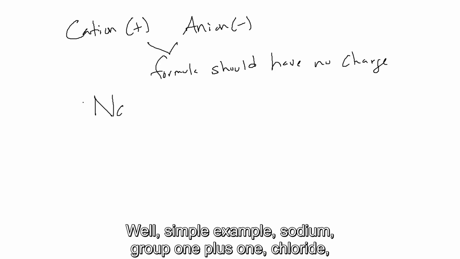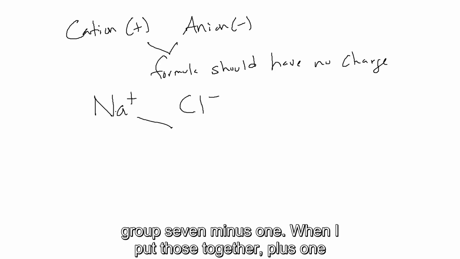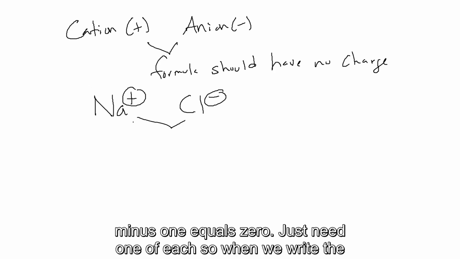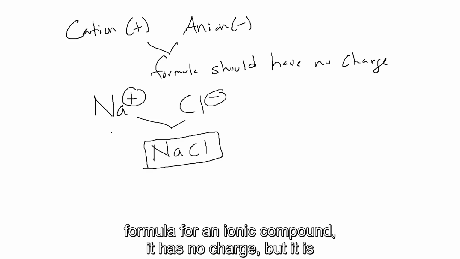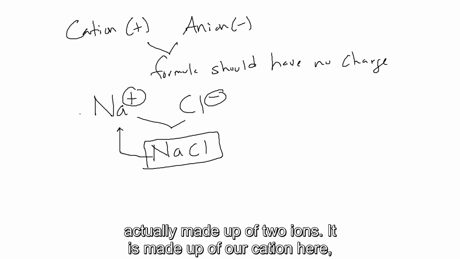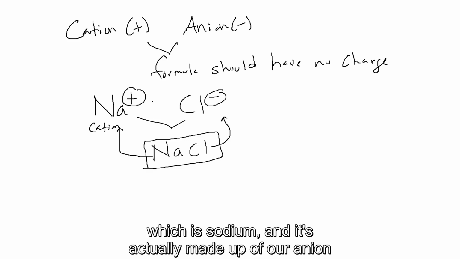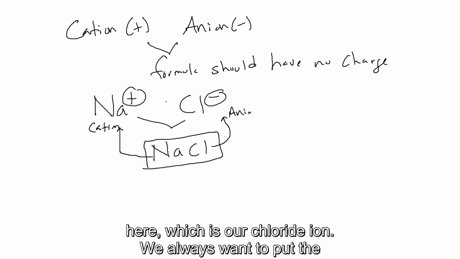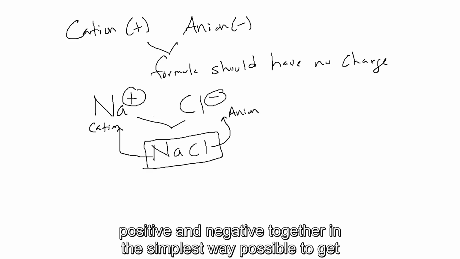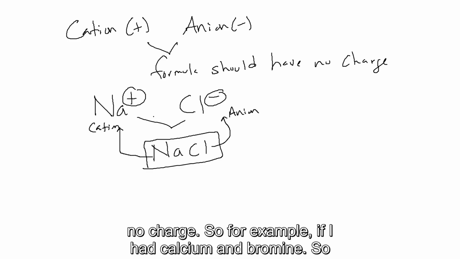Well, simple example, sodium, group 1, +1, chloride, group 7, -1. When I put those together, +1 and -1 equals 0. Just need one of each. So when we write the formula for an ionic compound, it has no charge, but it is actually made up of two ions. It is made up of our cation, which is sodium, and our anion, which is our chloride ion. We always want to put the positive and negative together in the simplest way possible to get no charge.